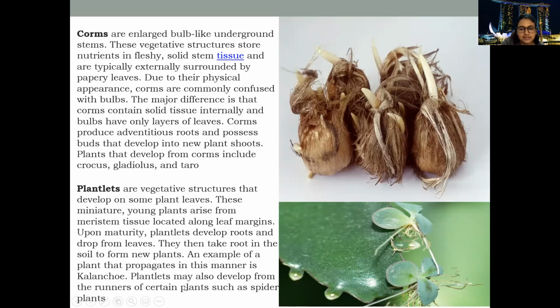So what are the plants that develop like this? You can say spider plants, then this one, kalanchoe. These are all developed from plantlets. So these are the main types of natural vegetative propagation. All these are very well known for us, right? So any question you have from this part?